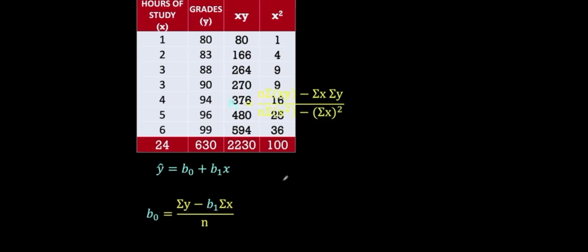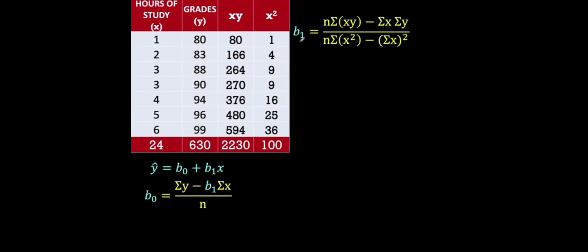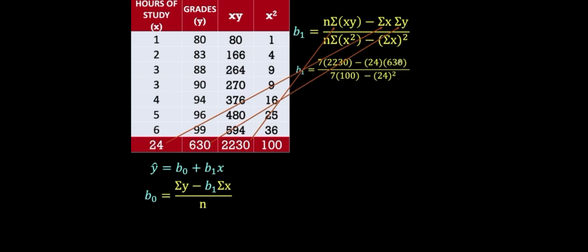Then we now perform the computation of the slope. So our n is 1, 2, 3, 4, 5, 6, 7. We have 7 observations. Then sigma xy is 2,230. This is sigma x, which is 24. Sigma y is 630, all over n, again 7. Sigma x squared is this 100, minus sigma x, which is 24, and we square that. From here, we just perform the necessary computation.